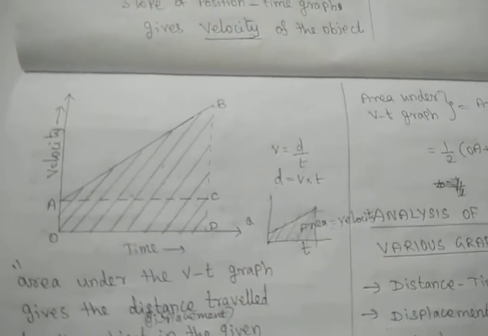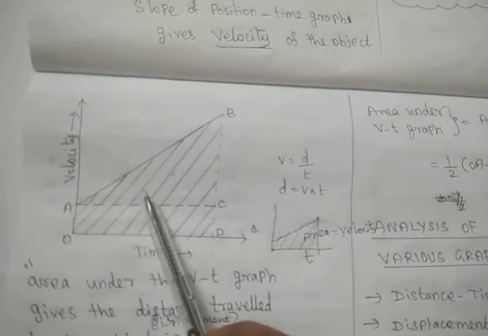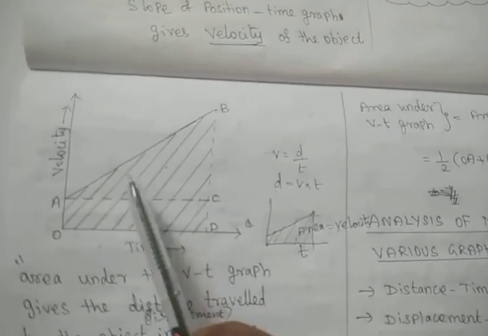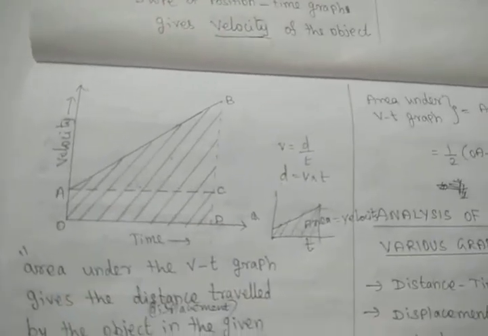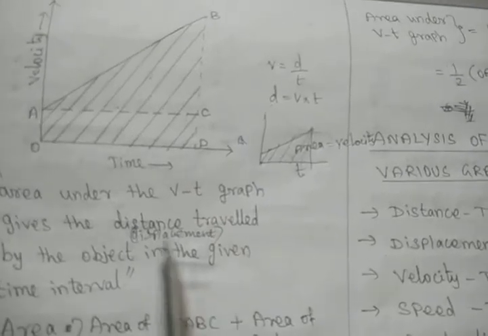But this shaded portion represents the area under the curve. So if you calculate the area of this curve, that will represent the displacement of the object in the velocity time graph. So the area under the velocity time graph represents the displacement.